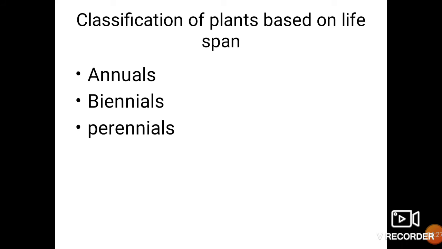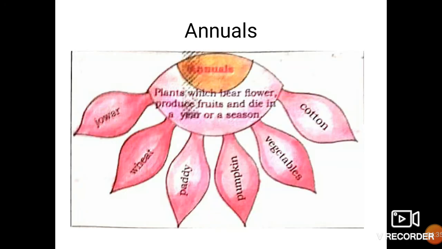Based on the lifespan, plants are also classified into annuals, biennials and perennials. Annuals are the plants which bear flower, produce fruits and die in a year or a season. Examples for annuals are jowar, wheat, paddy, pumpkin, vegetables and cotton.